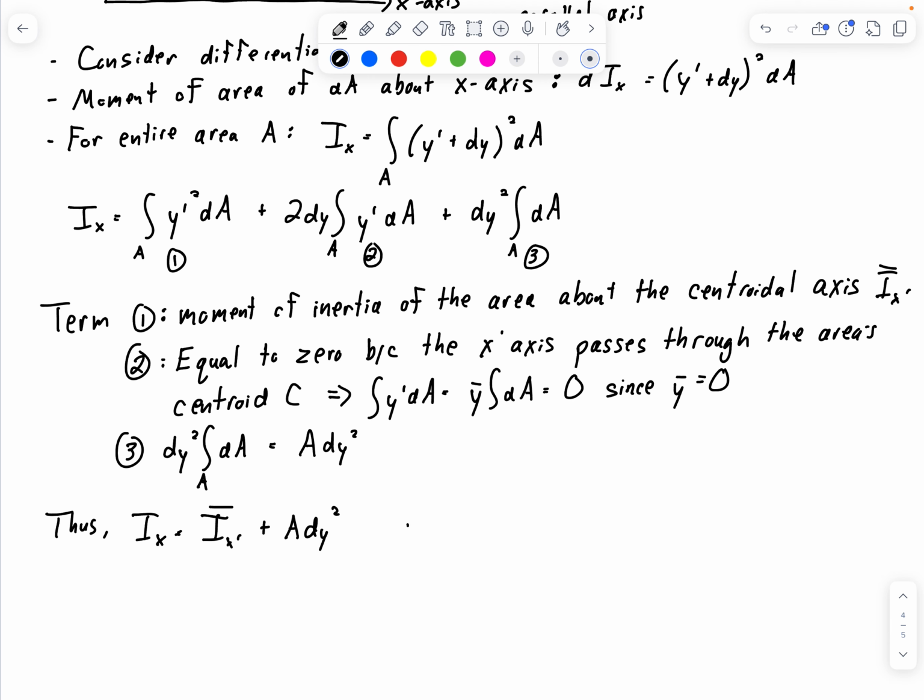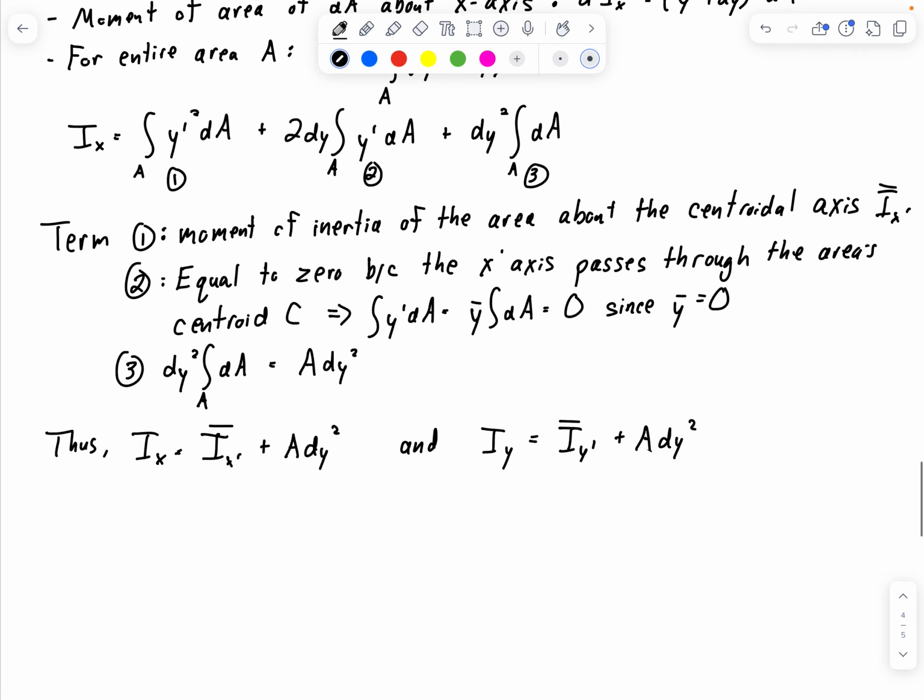And similarly, for the moment of inertia for the area about the y-axis, we can say I sub y is equal to I sub y prime bar plus A dx squared. So those are the formulas which define the parallel axis theorem. I'll just write out what they mean in words as well.